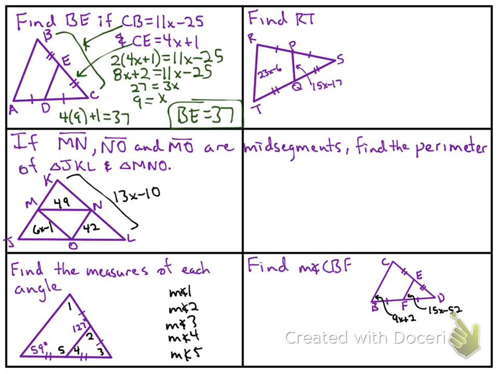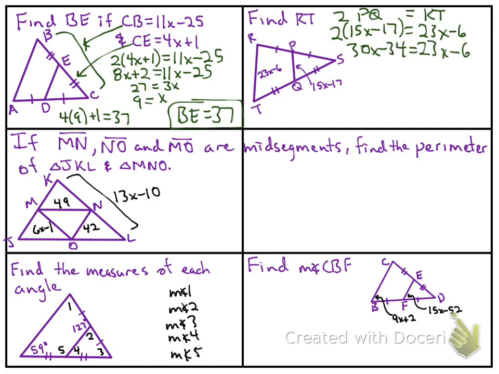Next we need to find RT. So I'm going to go 2 times 15x minus 17, or 2 times PQ, is equal to RT, which was 23x minus 6. That gives us 30x minus 34 equals 23x minus 6. I'm going to subtract 23x from both sides. I get 7x. We then add 34. We get 28. And that gets us to x equals 4.